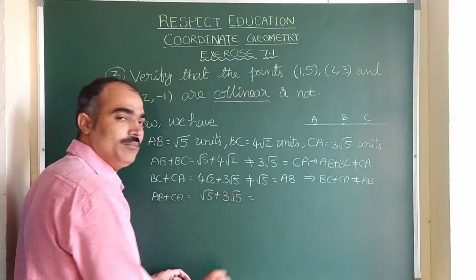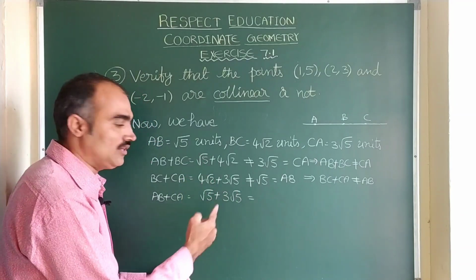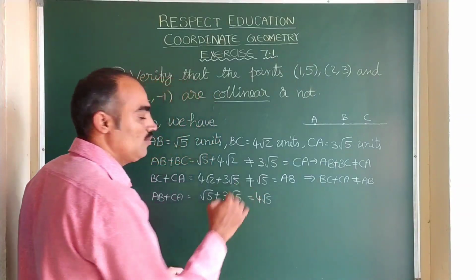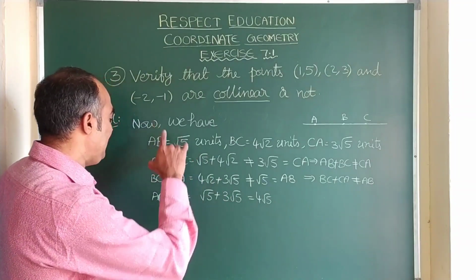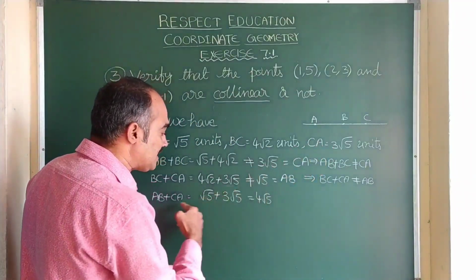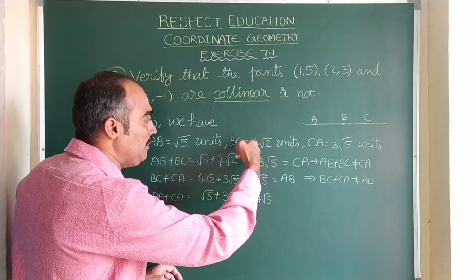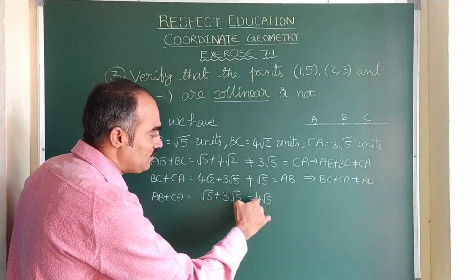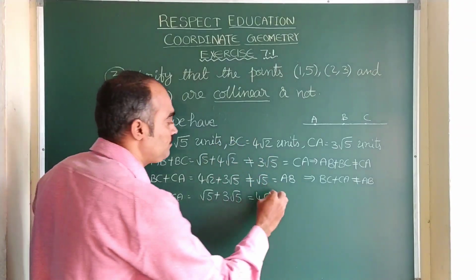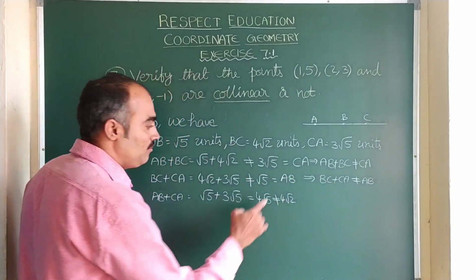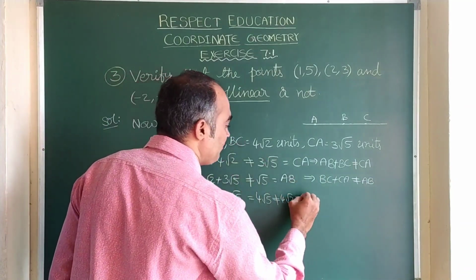You can take root 5 common, 1 plus 3 is 4. In that way you can do. However you do, we are adding here 4 root 5. Here you see, I have taken AB and CA, which means that the summation, the total, should be BC. But what is BC? 4 root 2. Is this value equal to 4 root 2? This value is not equal to 4 root 2. But 4 root 2 is already BC.